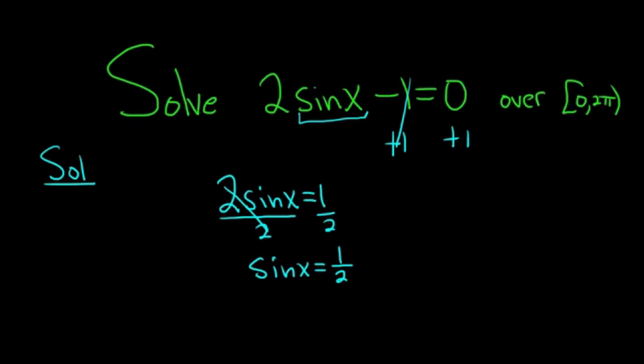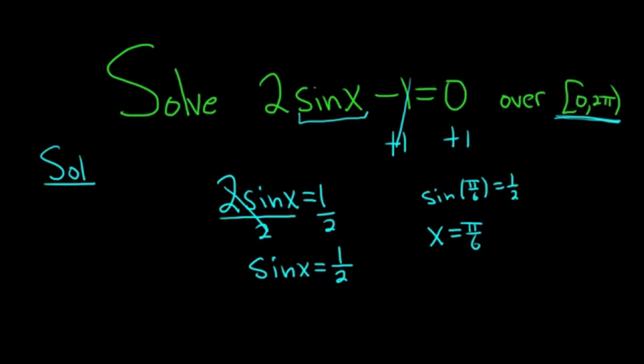So the question is to find all of the values of x in the interval 0 to pi, where sine x is equal to 1/2. So one of those values from memory is simply pi over 6. And this is just pure memorization. The sine of pi over 6 is equal to 1/2. Totally worth memorizing that. Super important.